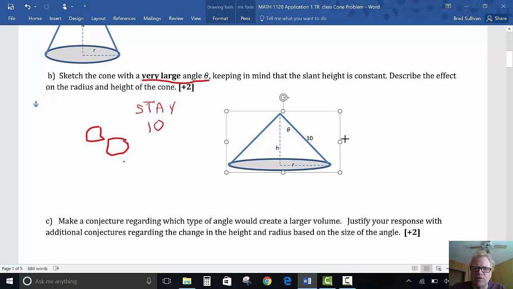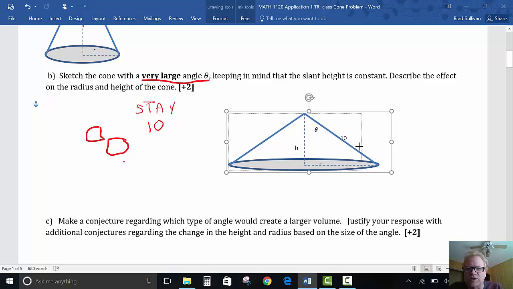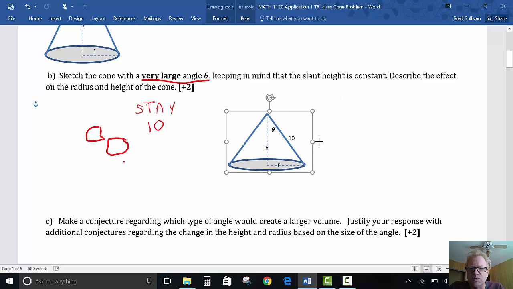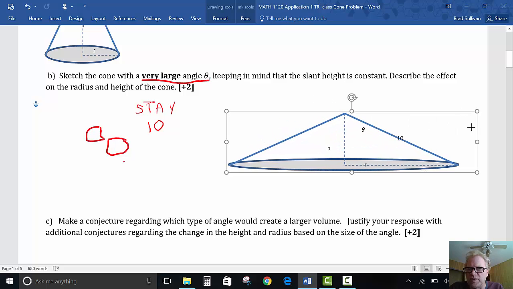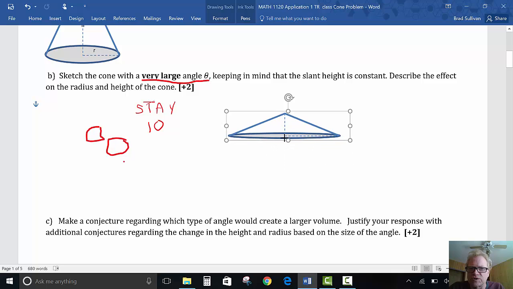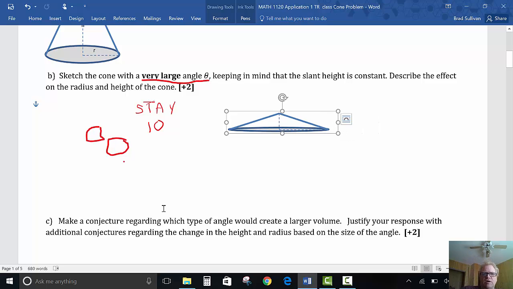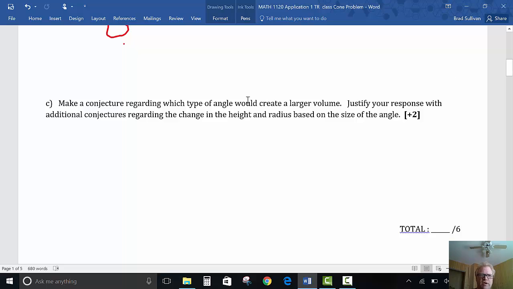As angle theta gets bigger, that 10 is not changing. That's what's misleading about this. So you want to think about what's happening to H and R as theta gets bigger and bigger. Like I said, it's a little bit misleading. So think about what happens to those two things when the angle gets bigger. If you're not quite clear on what I'm saying, it will make better sense when you get a couple of pages down in this project.